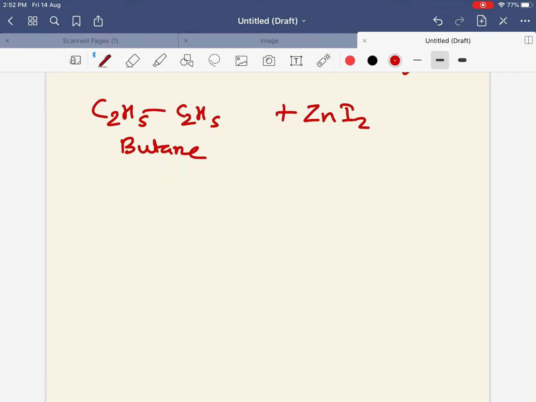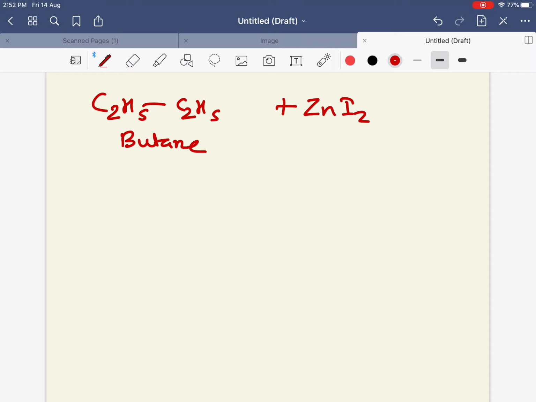So this method is also important for the preparation of symmetrical alkane. Similarly, if we use two different alkyl halides, and it is reacted with zinc metal, we'll get a mixture of three products like in the Wurtz reaction. So this is the next method for the preparation of alkane.